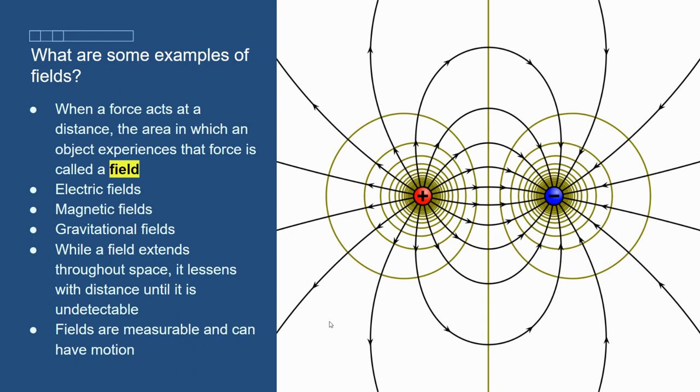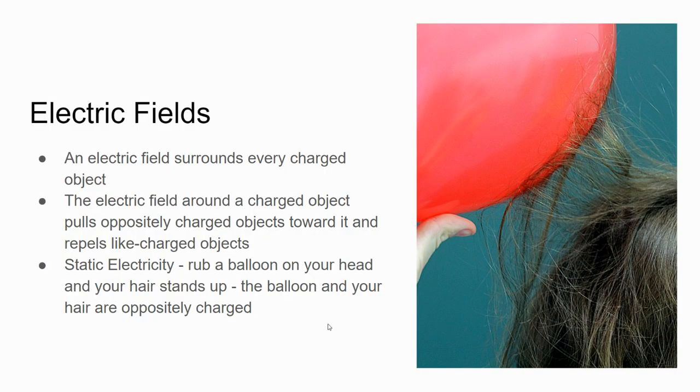Fields are measurable and can have motion. So these are important things to remember. So electric fields. An electric field surrounds every charged object. You're like, what is a charged object? We're going to get really sciencey here. Charged objects come down to their atoms, the atomic structure. Think all the way back to your atomic structure. There are 3 parts: protons, neutrons, and electrons, right? Electrons travel around the nucleus, because the nucleus inside has the neutrons and the protons. And remember, protons are positive, neutrons are neutral, electrons are negative.